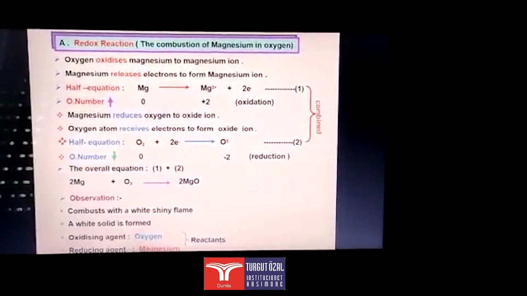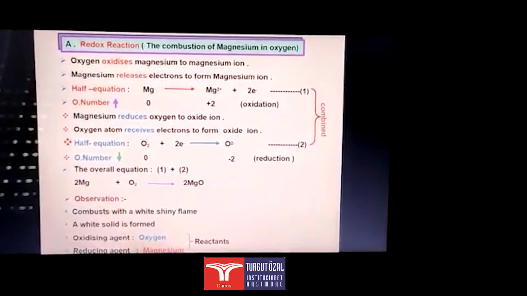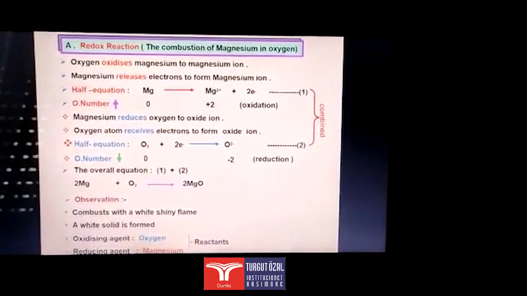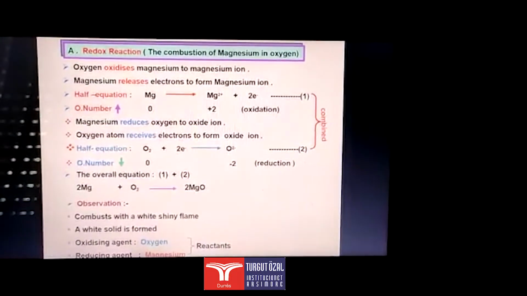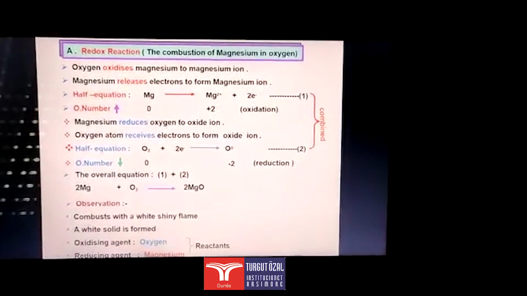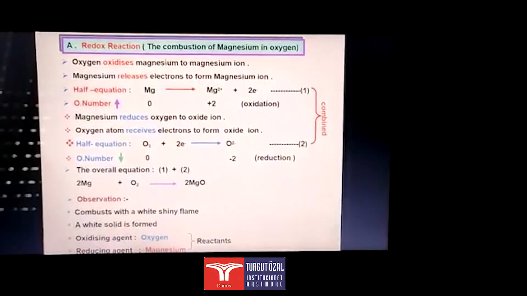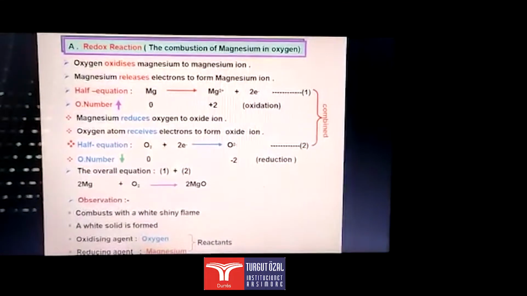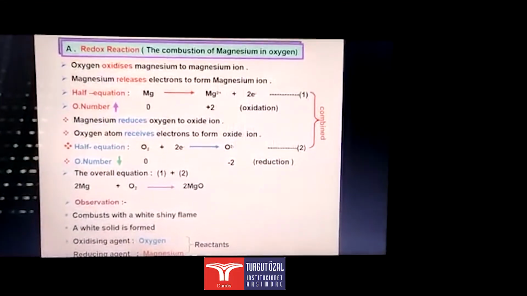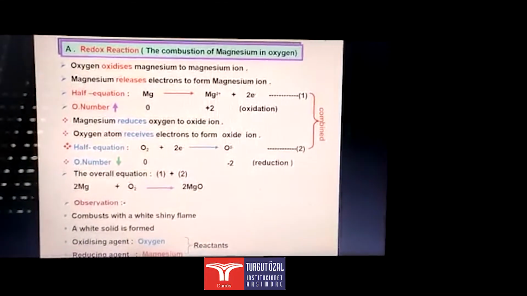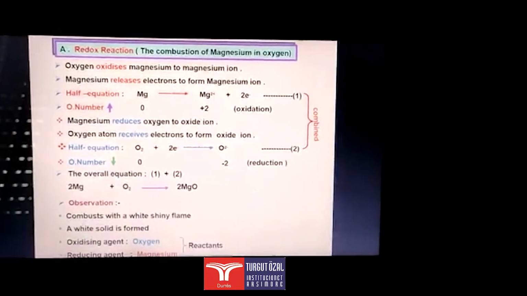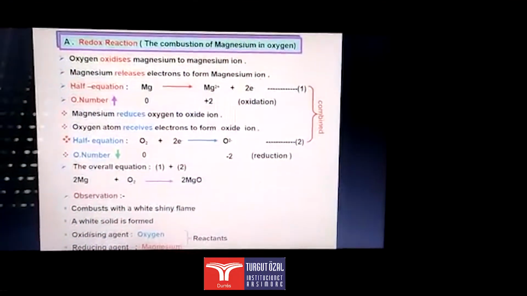It releases 2 electrons. Magnesium reduces oxygen into oxide ion. Oxygen atom receives electrons to form oxide ion. The half equation will be O2 plus 2 electrons will give O2-, from oxidation number 0 to oxidation number -2, which is the reduction.